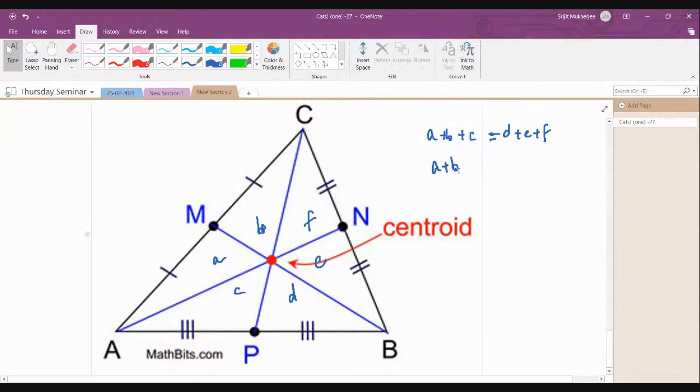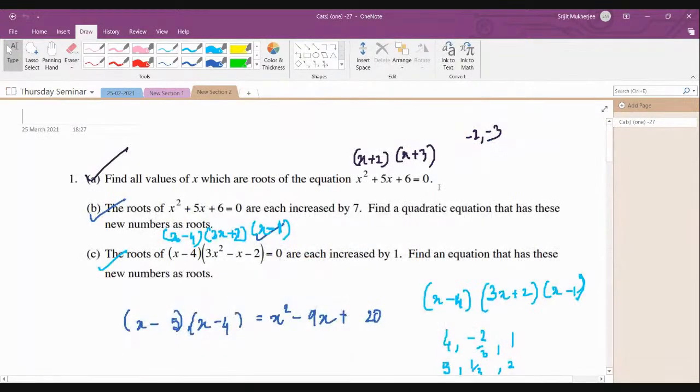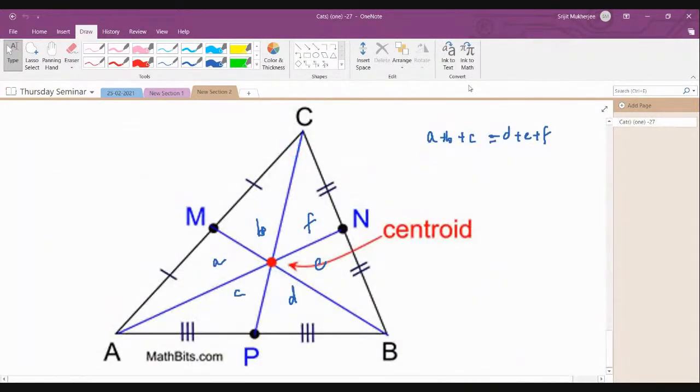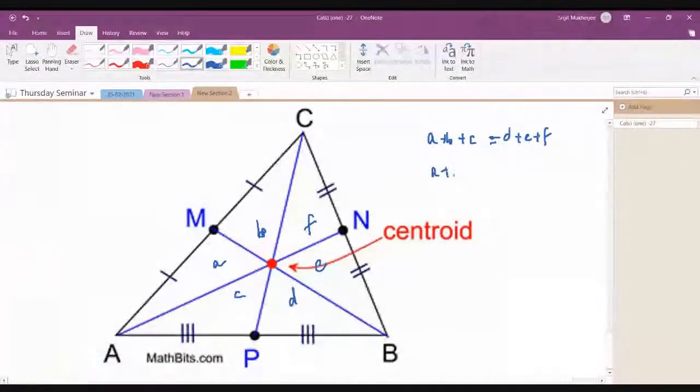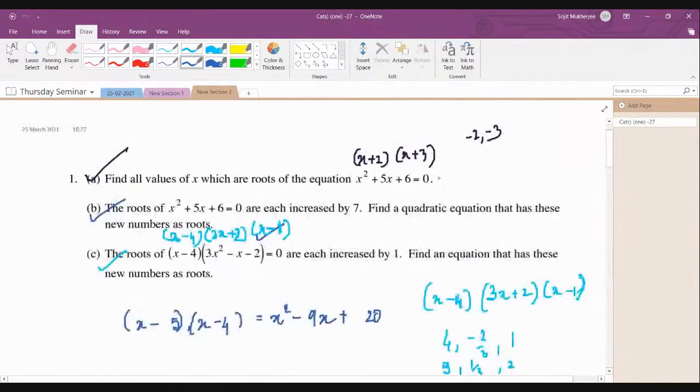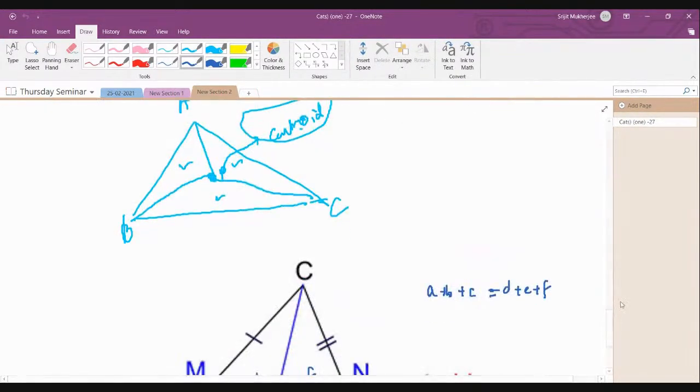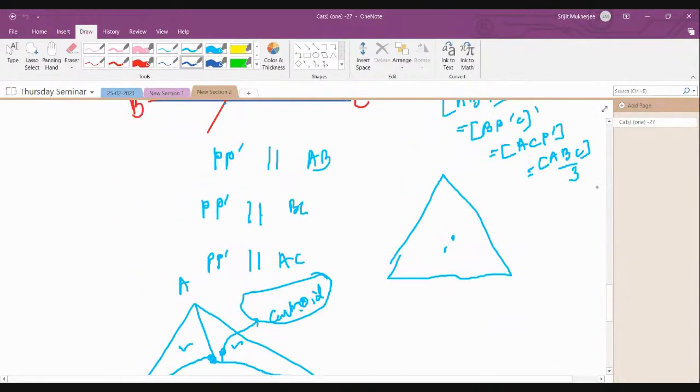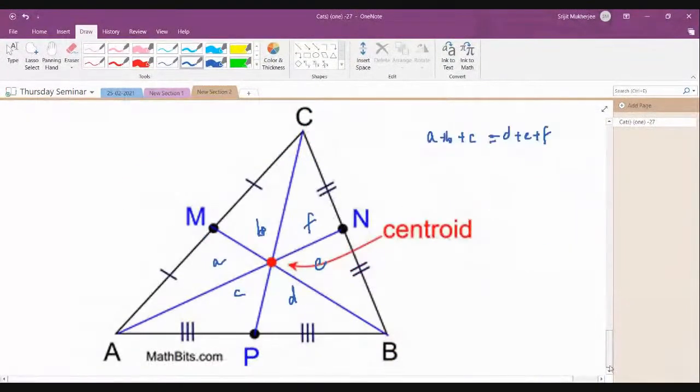Or let's say, A plus B plus F. Oh, no, sorry. Now also observe that this is a median. Oh, it's very easy now.